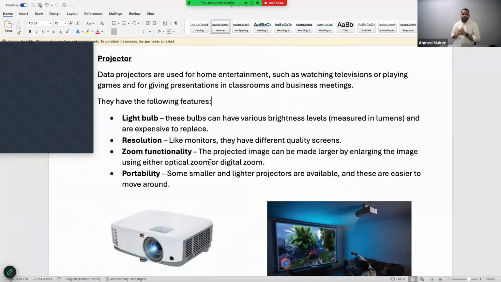Four factors again, please. Light bulb, which is the main component of your projector. Number two, resolution. Number three, zoom functionality. Number four is your portability. We are going to move away from there, everybody, in about 20 seconds.